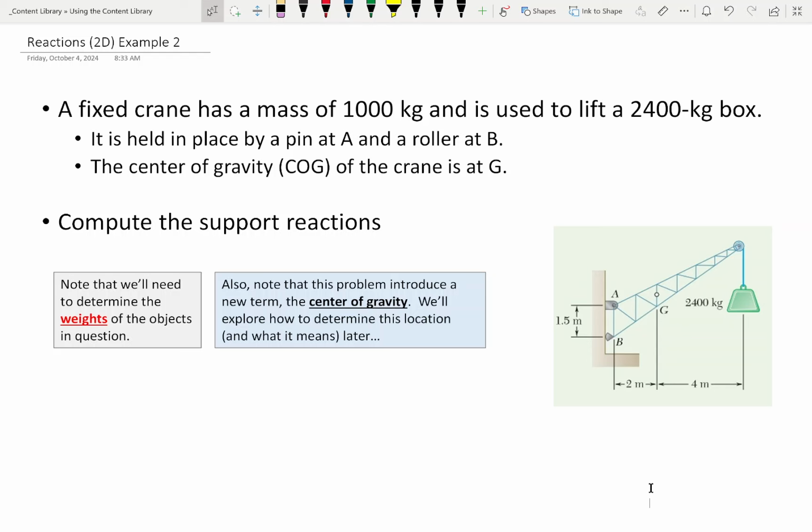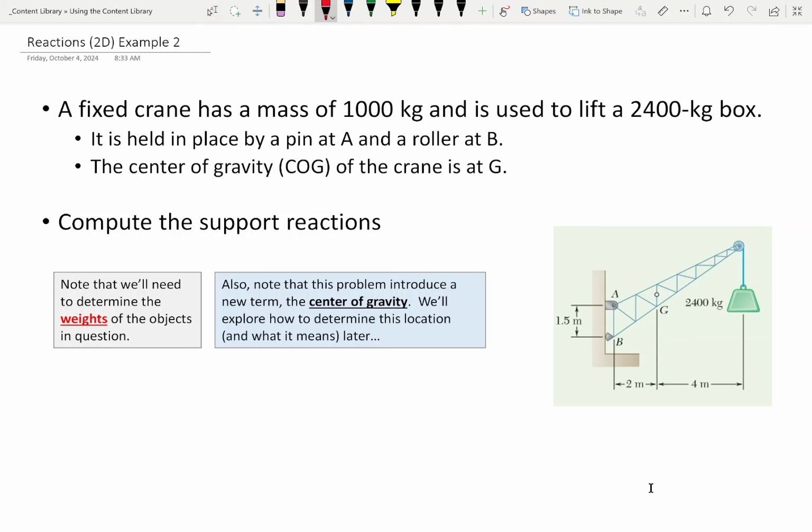Okay? Now, one of the things, this is a term that I'm throwing out, is a center of gravity. We're going to talk about that later. Okay? But for the purposes of this example, what we can say is that the crane has a mass of 1,000 kilograms, and we'll assume that that mass is lumped right here at the center of gravity. Okay? So the goal is to compute support reactions. Okay? Now, I'm giving you 1,000 kilograms and 2,400 kilograms for the box.